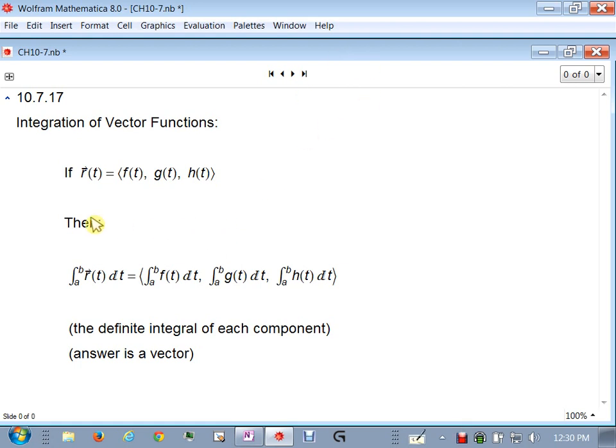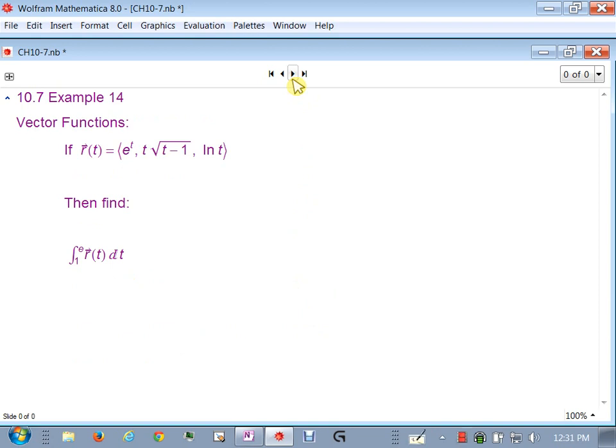Right. So now we do some integration. If r of t is a vector function, then if you want to integrate it, find the antiderivative, you just integrate each of your component functions. Definite integral or indefinite, doesn't matter. Either way, you integrate component by component. Remember, the answer would be a vector function. For example, what if we were asked to find the antiderivative of r of t in this definite integral from 1 to e?